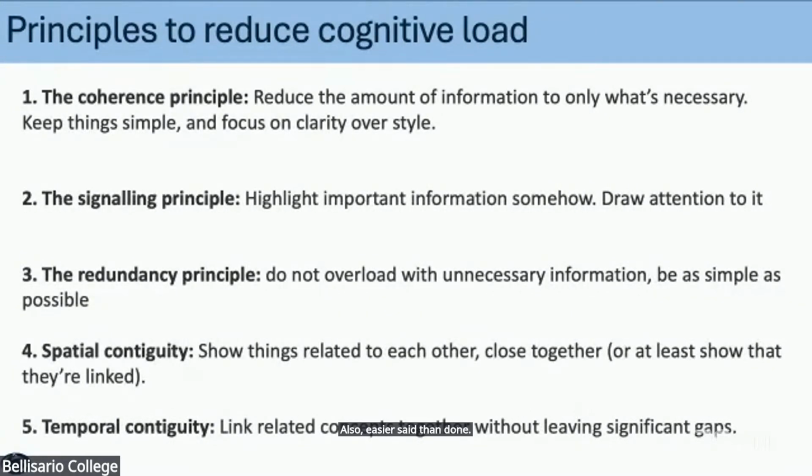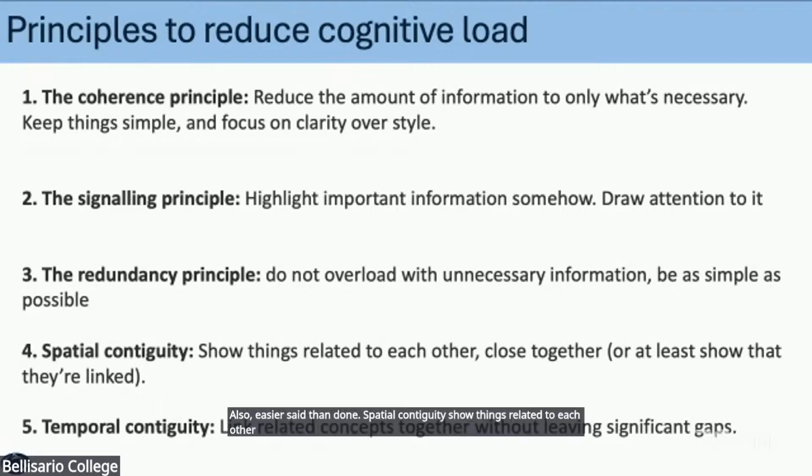Spatial contiguity: show things related to each other close together, or at least show that they're somehow linked. And then the fifth rule is to link related concepts together without leaving significant gaps.